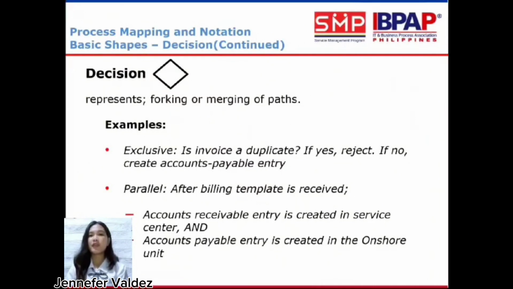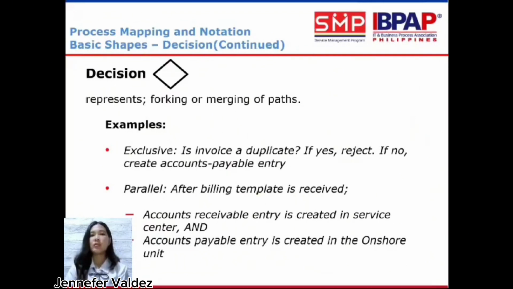Decision represents forking or merging of paths. So this is the example. Exclusive: is the invoice a duplicate? If yes, reject. If no, create accounts payable entry. Parallel: after the billing template is received, an accounts receivable entry is created in the service center and an accounts payable entry is created in the onshore unit.